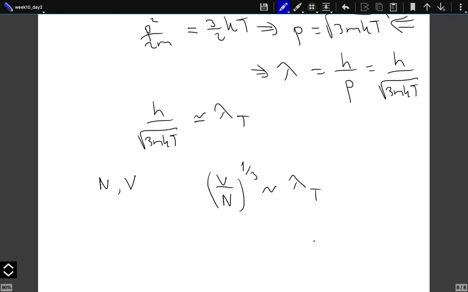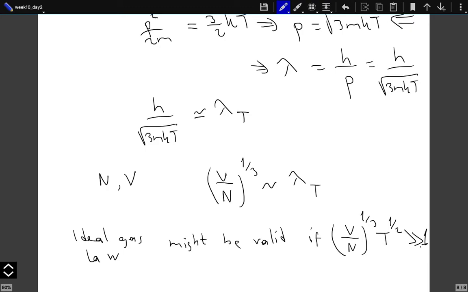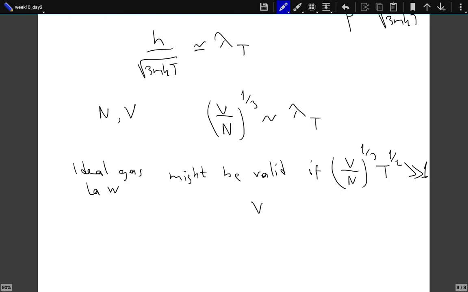And in fact, this tells me that the ideal gas equation might be valid if (V over n) to the power 1/3 times T to the power 1/2 is much, much larger than, let me put 1. It's not 1, but that ratio should be very large. Or this also tells me that V over n times T to the power 3/2 is large.